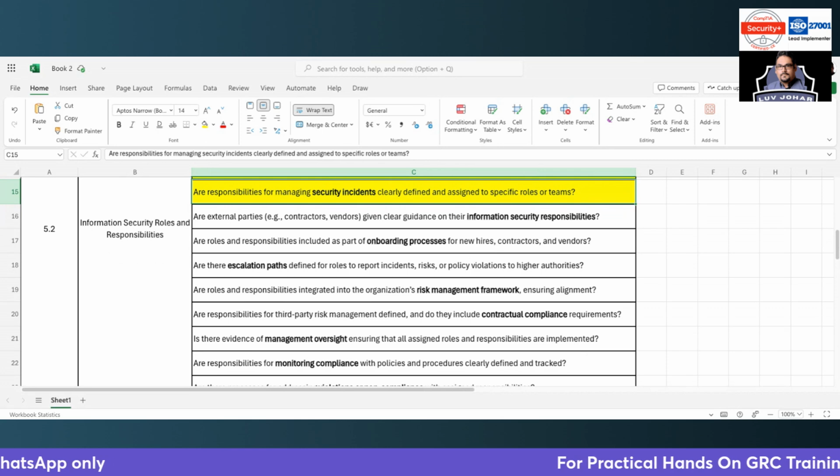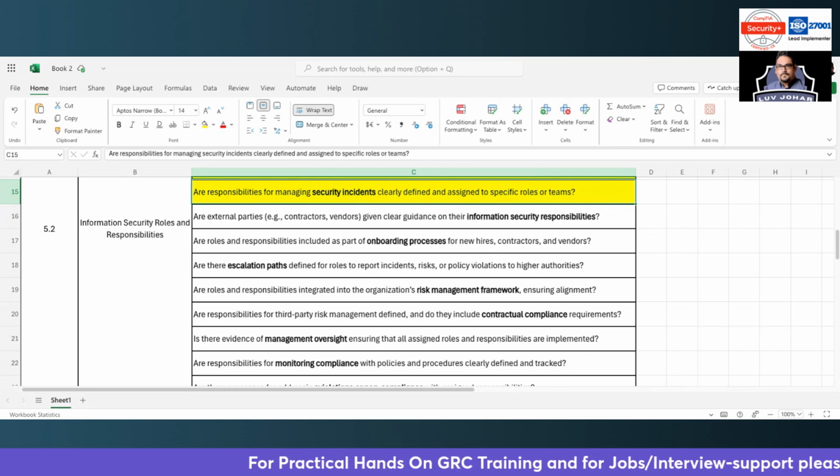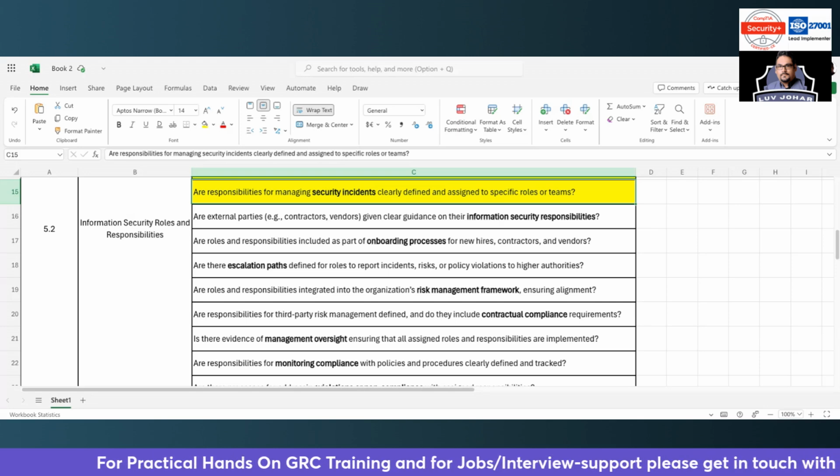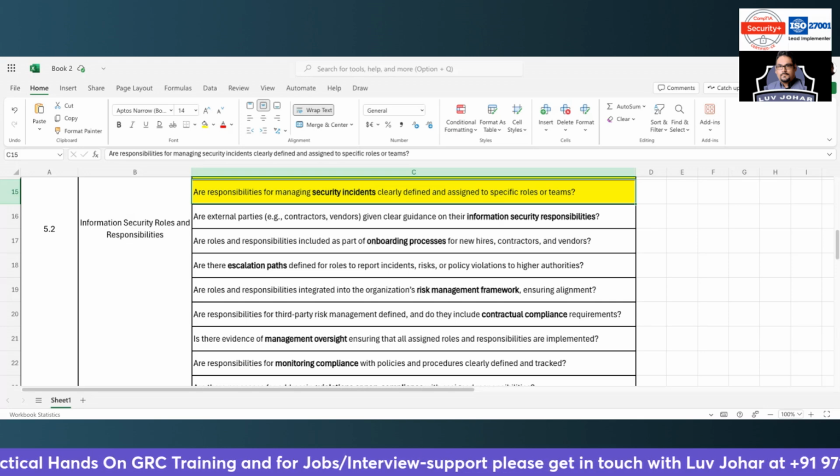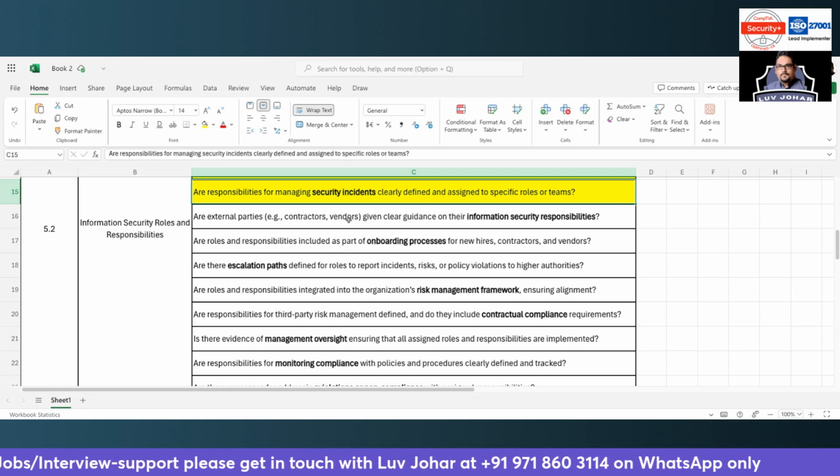Then after that, you need to check: are responsibilities for managing security incidents clearly defined and assigned to specific roles or teams? This is very important because you need to make sure who is responsible for managing security incidents in the organization. Normally, organizations would have a SOC team, but not all of the organizations would have a SOC team. So in that case, the security manager or the IT manager would be responsible.